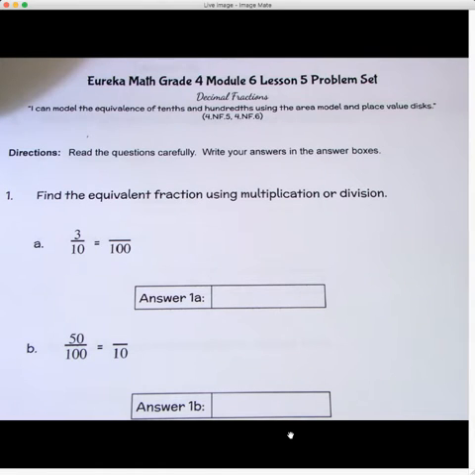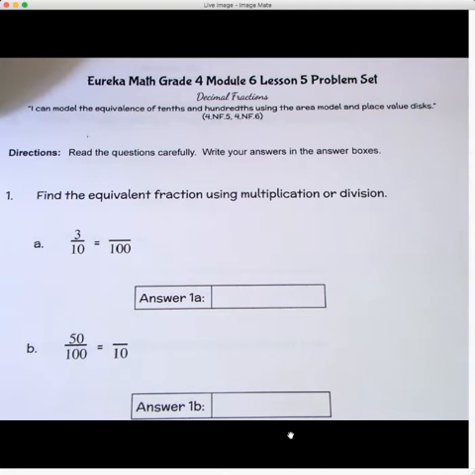and place value disk. Well, Mr. Walker did a bunch of modeling it using the area model. Today, I just want you to be able to find equivalent fractions and equivalent decimals. Just understand that fractions and decimals are related.